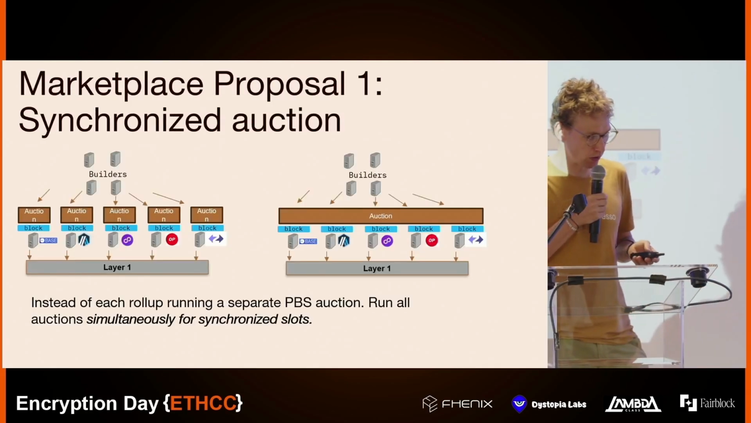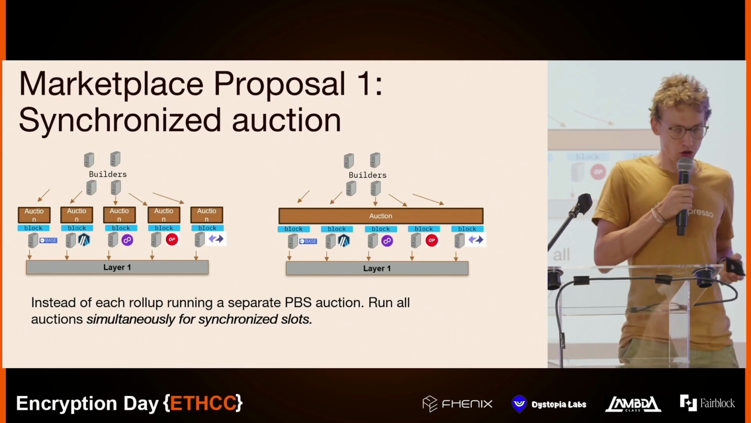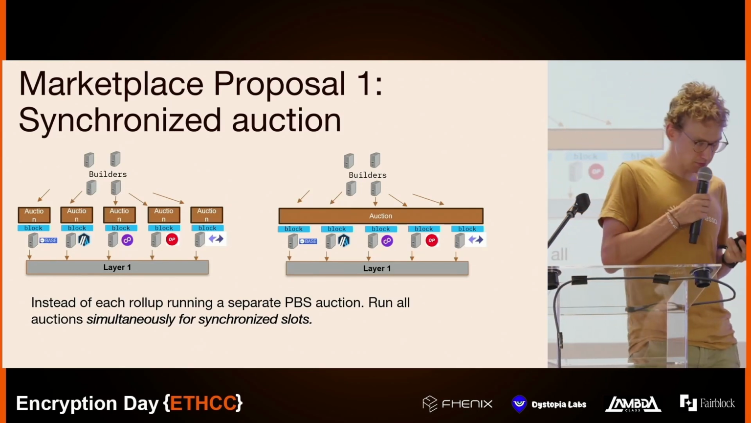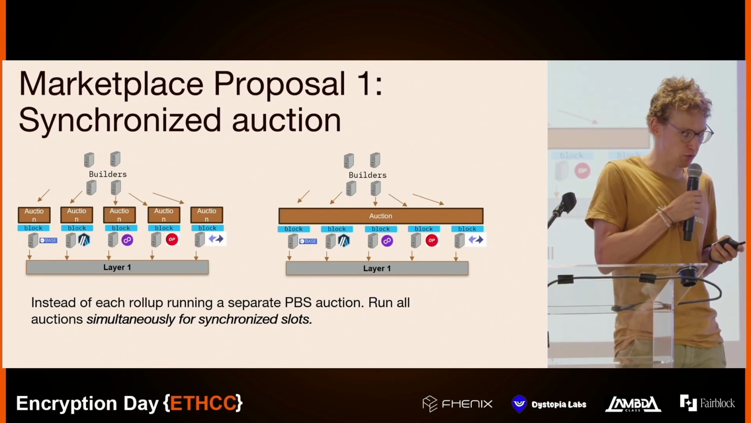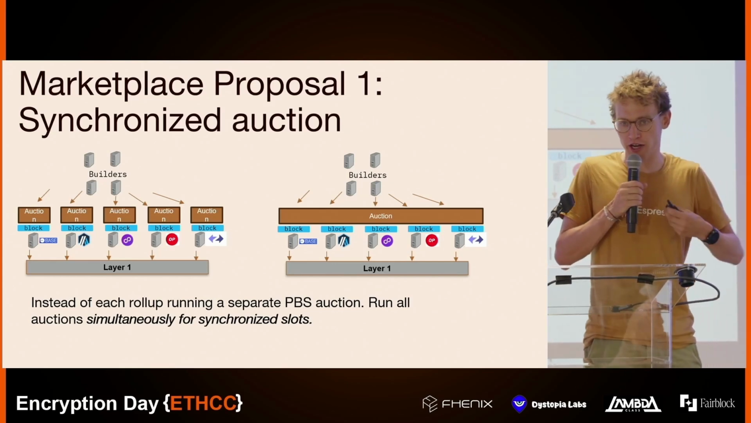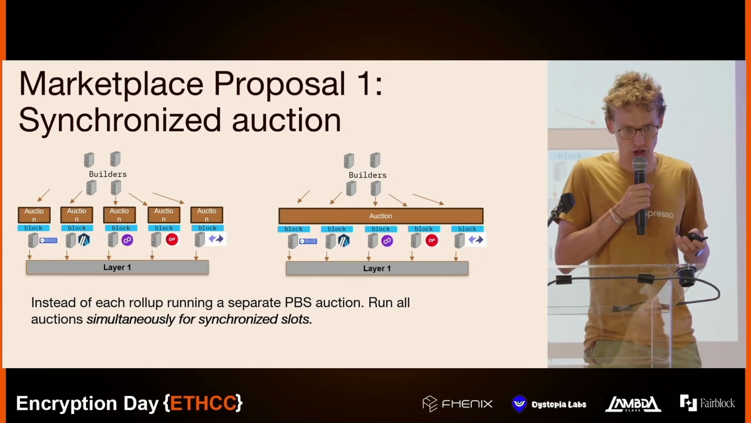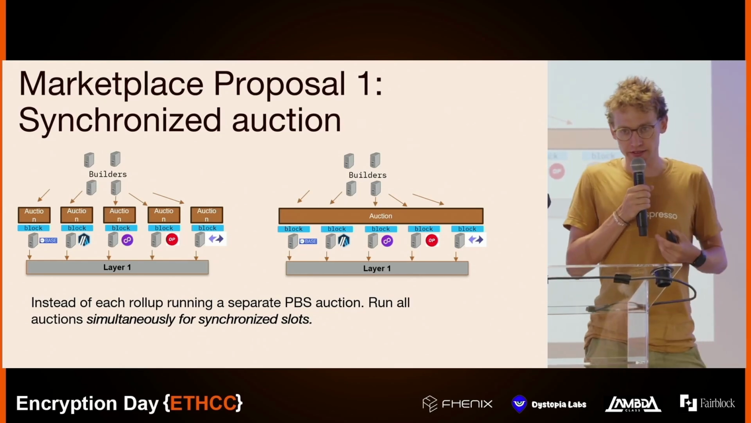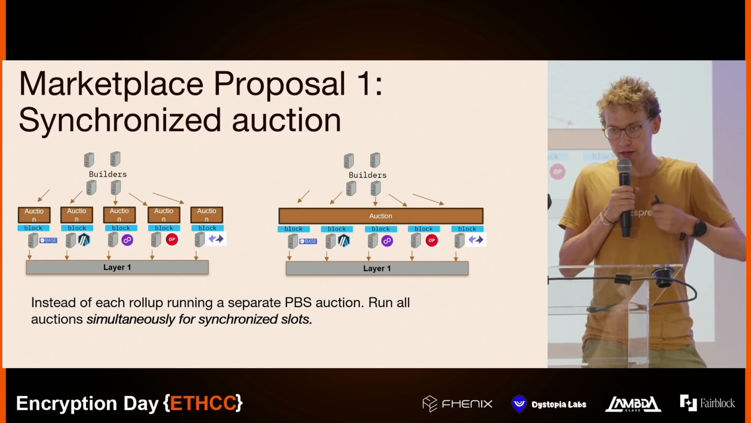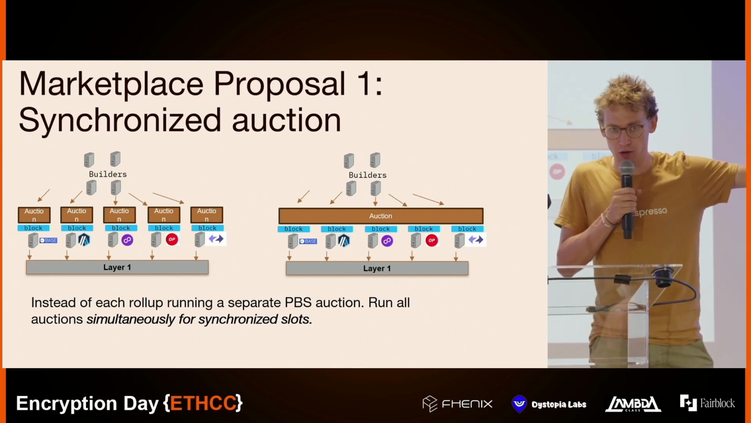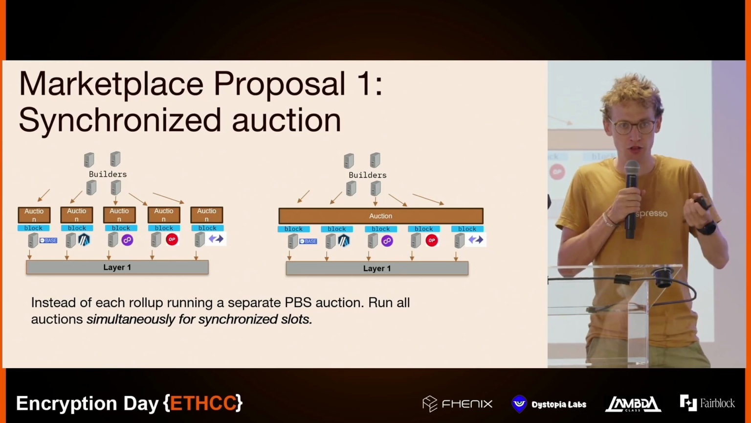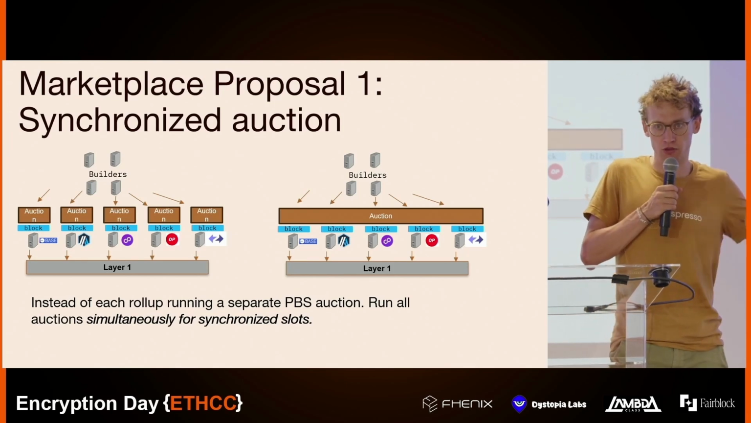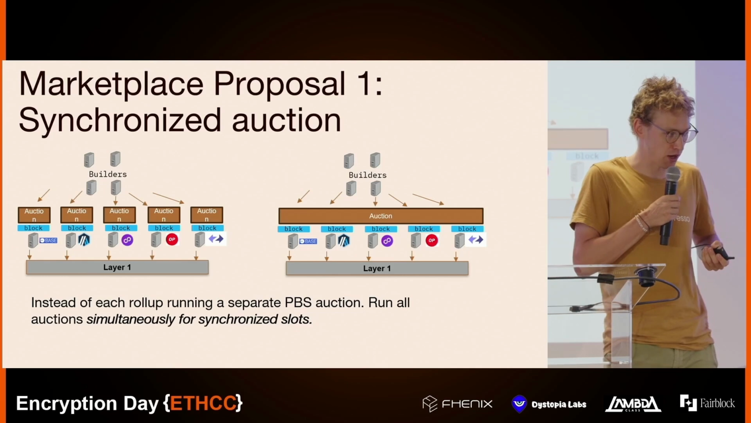So the first proposal is that one thing all these rollups could do, which is not what they do today but would be a minor modification of what they do today, is run a so-called PBS auction, a proposer-builder separation auction. This means that the sequencer, instead of constructing the blocks itself, runs a just-in-time auction to sell the block space to anyone who's willing to build the highest value block.